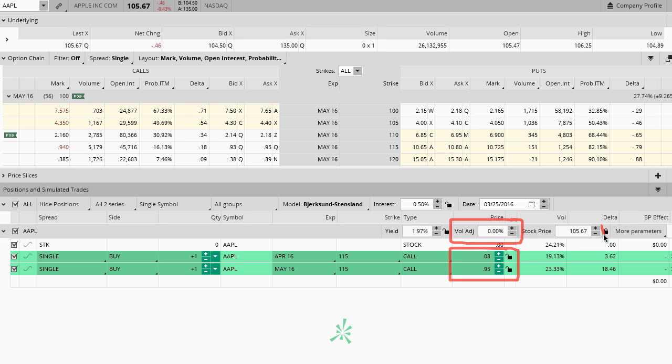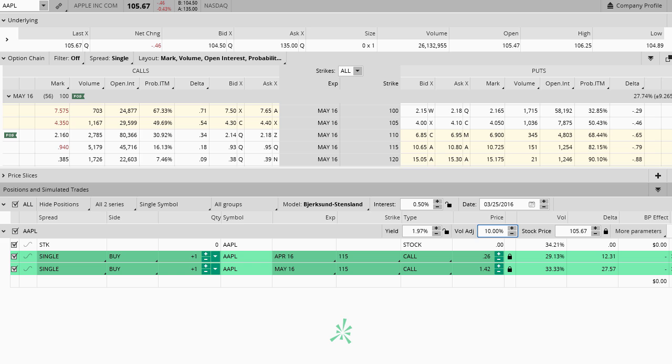Now, in this case, we're going to lock the price in at 105.67, meaning no change in the underlying price. We're just going to tweak and move around volatility here so you can visually see how volatility alone, without any other assumptions, meaning no assumptions of the stock moving against or for us, basically changes the price of these two option contracts. So the first thing that we're going to do is increase the volatility of this option contract by 10%.